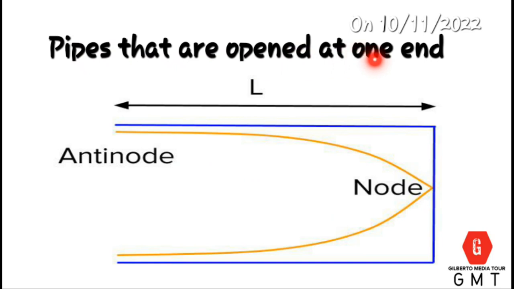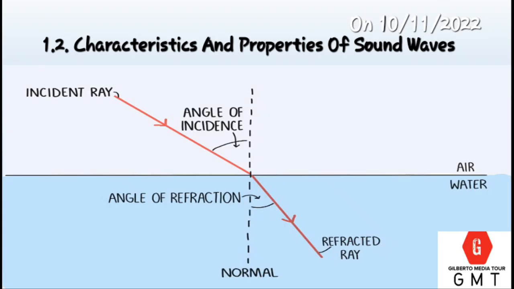Pipes that are open at one end. As we see, one end is closed, this end is open, and another end is closed. So we have an antinode at an open end and we have a node at a closed end.